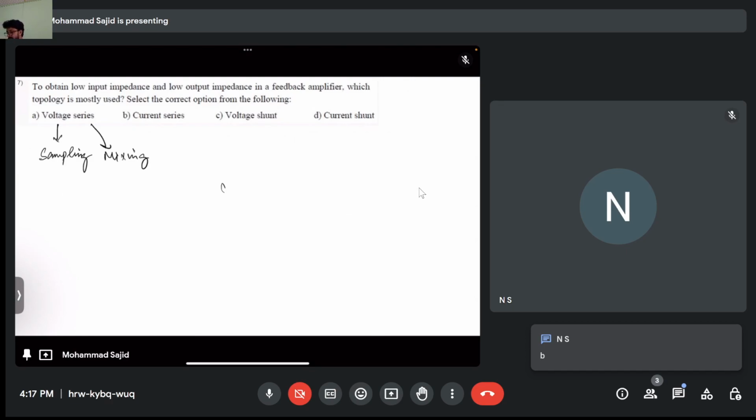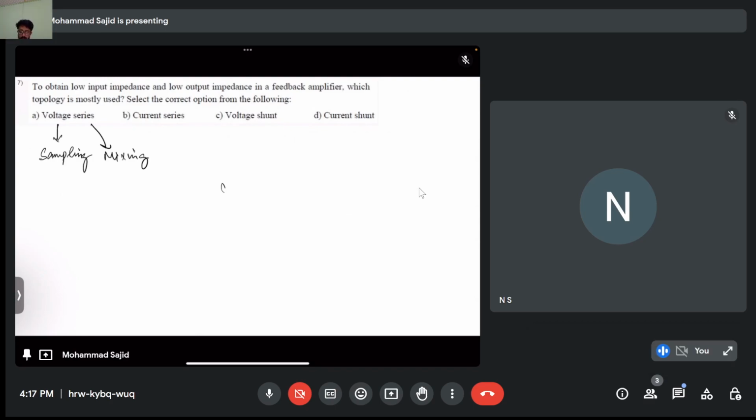Current series? No, not current series. Because if you take current at the output, you will connect a resistor in series. So that will increase the impedance. So you have to connect a resistor in parallel at output such that the resistance will decrease. So at output you will sample voltage, right? Such that your feedback mixer will get connected in parallel. So it will be a voltage at output, that is shunt at output.